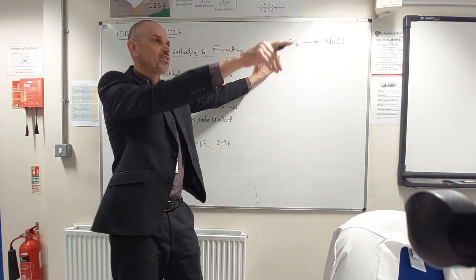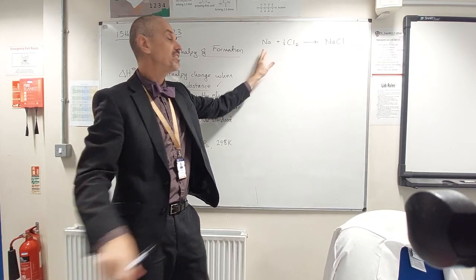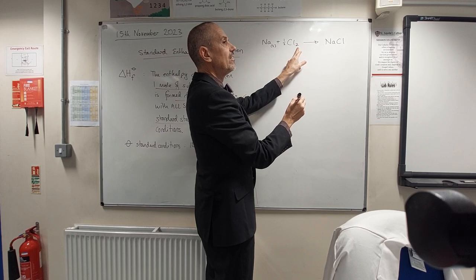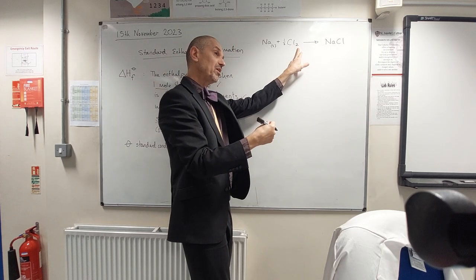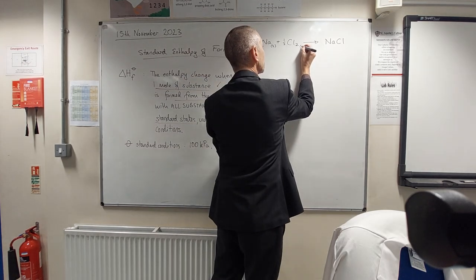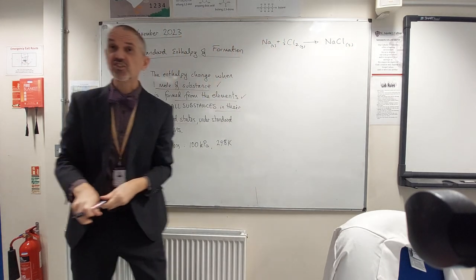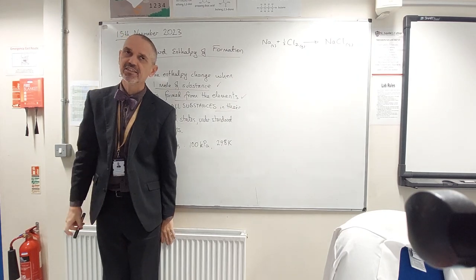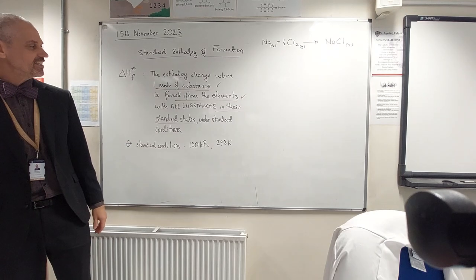Okay, so let's do some states. State for sodium: it's a solid at room temperature. Chlorine: chlorine's a gas. If it was aqueous, it wouldn't be an element, if we added chlorine water, say. So it has to be just the pure element on its own. And sodium chloride is a solid at room temperature. Now we've got an equation that will get us a mark in the exam.